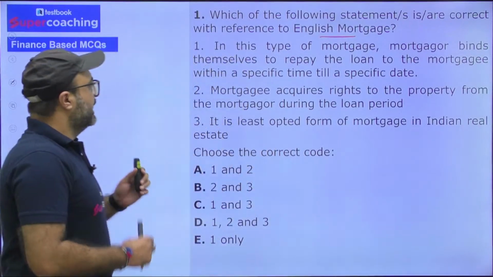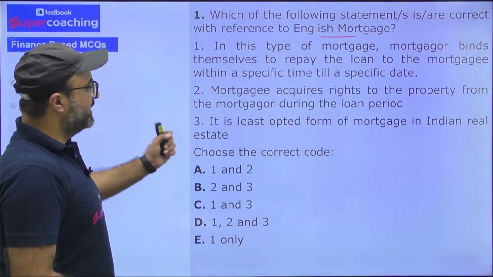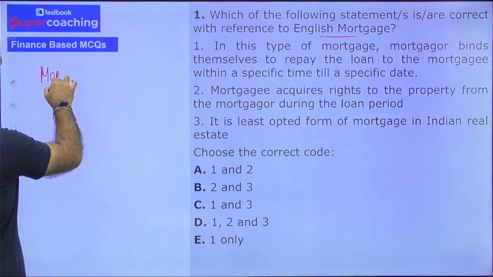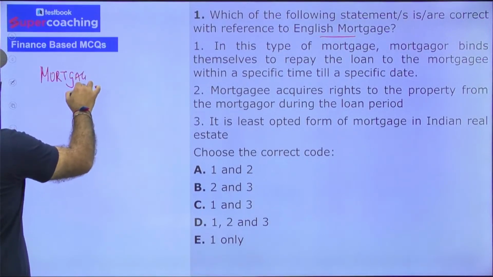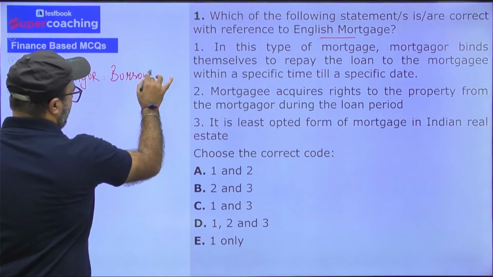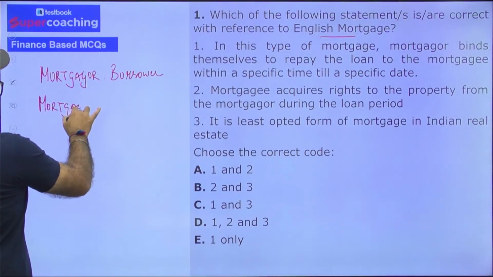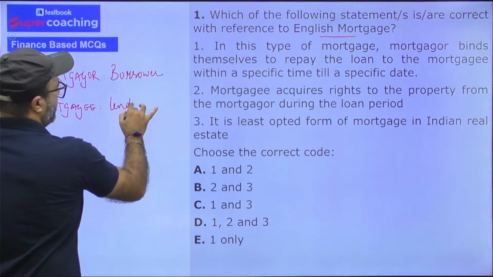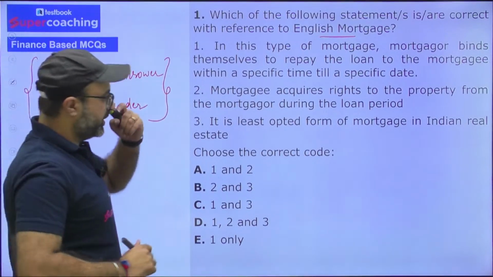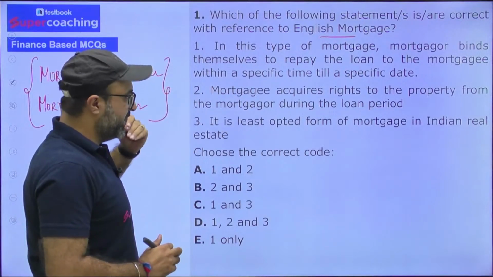So let's read out. In this type of mortgage, mortgager binds themselves to repay the loan to the mortgagee within a specific time, till a specific date. In case of mortgage, we have two parties involved. The first party is known as the mortgager. Who is the mortgager? The one who is going to mortgage his asset, or I would say the borrower. And second is the mortgagee. Who is the mortgagee, if someone asks you? The mortgagee is the party responsible for providing the loan. We can call it the lender. Now, in this type of mortgage, mortgager binds themselves to repay the loan to the mortgagee within a specific time, till a specific date. That is true.